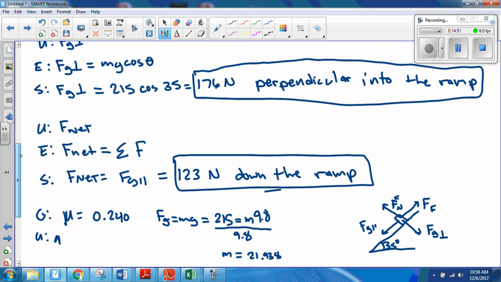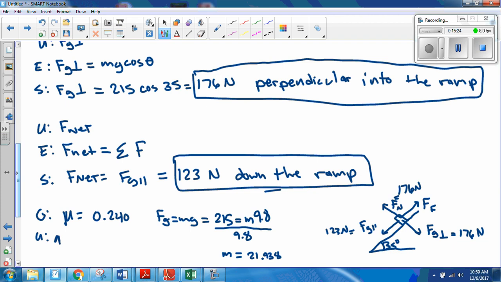parallel was 176 newtons. I'm writing on perpendicular and I said parallel. Again, my bad. Fg perpendicular is 176 newtons. And Fn is equal to Fg perpendicular, correct? So this is also 176 newtons. And then Fg parallel, I'm saying it correctly this time, is 123 newtons.